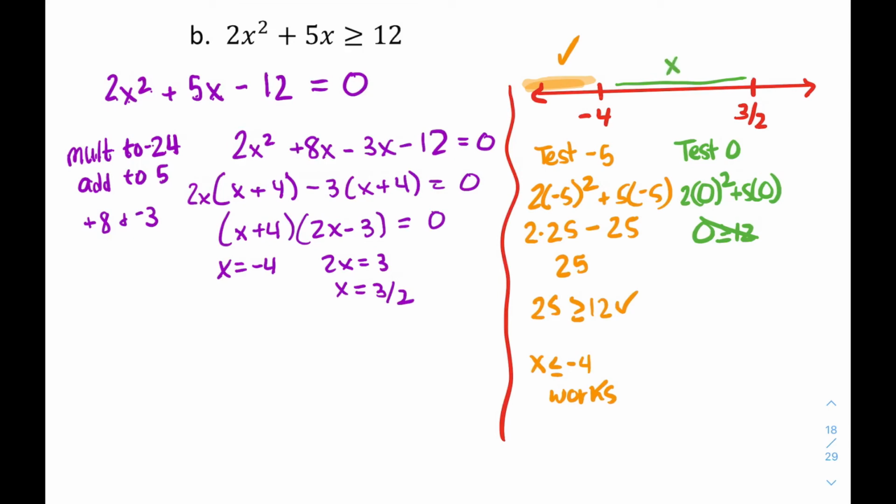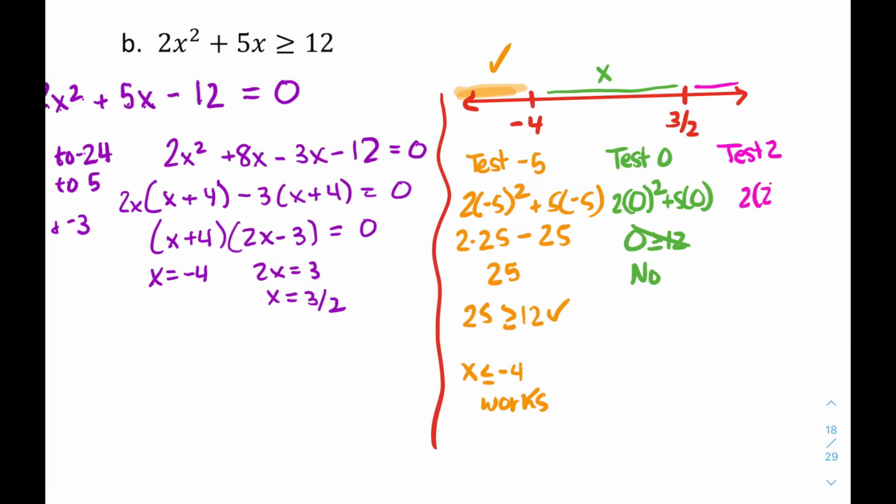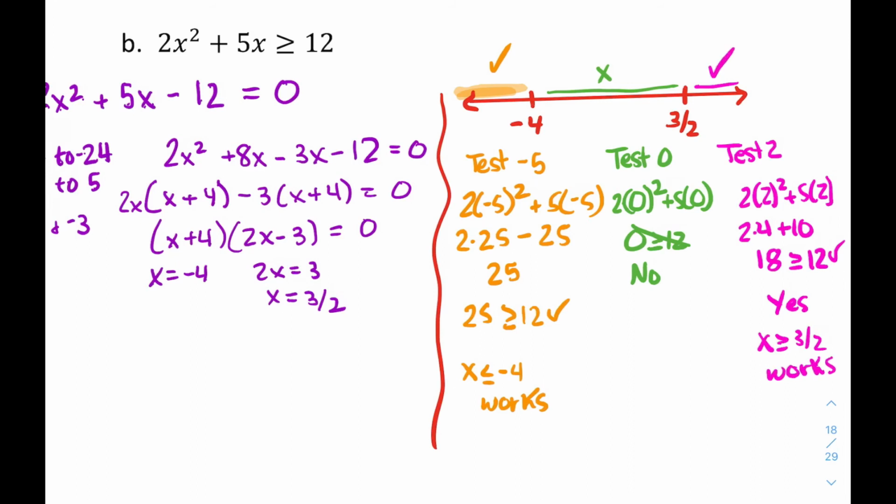And then for my last value that I'm testing, I'm going to go with something bigger than 1.5, so let's go with 2. If I plug 2 back into my original, 2 times 2 squared plus 5 times 2, seeing if it's greater than or equal to 12 or not. Yep, it is, because it's 18, and 18 is greater than or equal to 12. So those do work, which means that my intervals where my x values are less than or equal to -4 and greater than or equal to 3/2 work. Because it's an or equal to, we want to make sure we include my endpoints. So join them together with a union, and there is your solution.